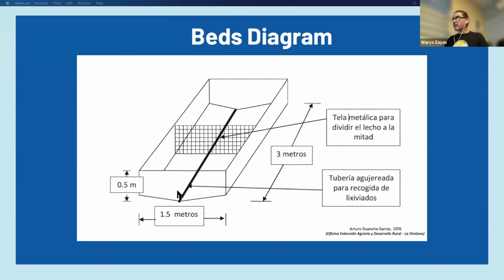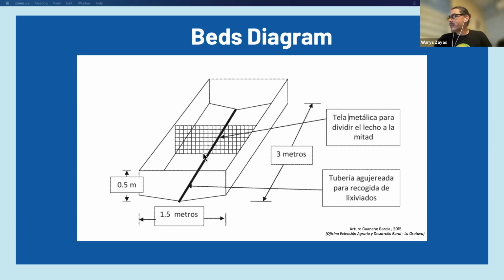This is a simple model, and another important part is that we separate half of the bed using a mesh or chicken wire. We just need to make sure that the holes of the chicken wire or the mesh we are using are big enough to allow worms to pass from one side to the other. Why? Let me explain now.